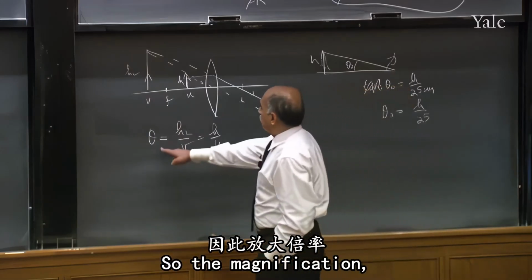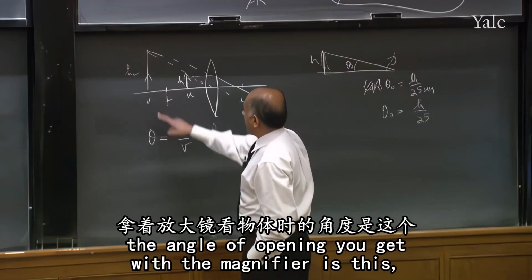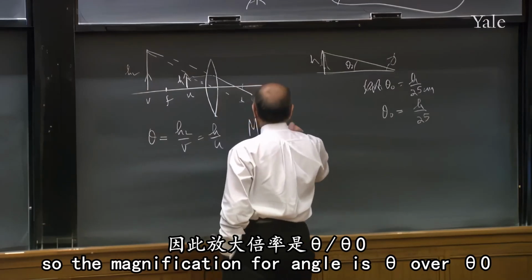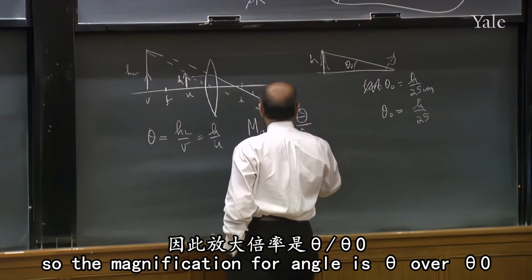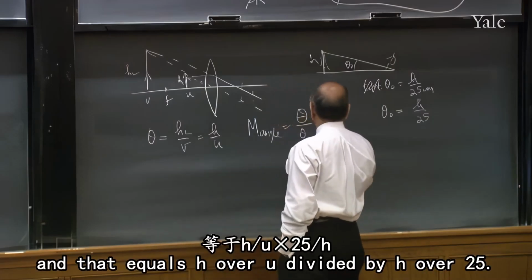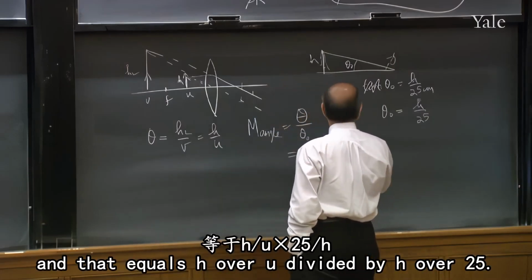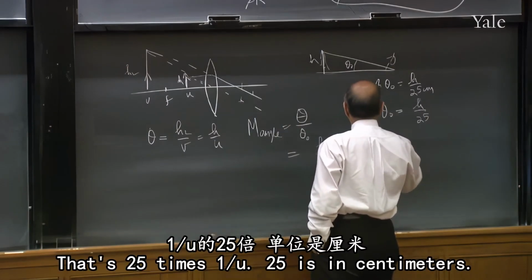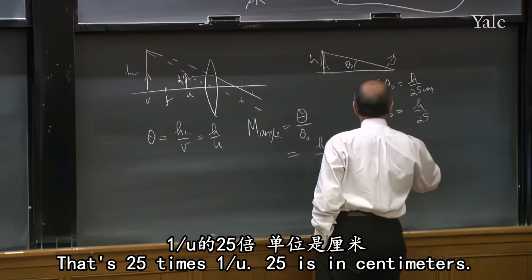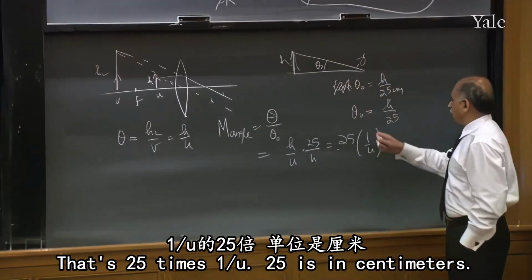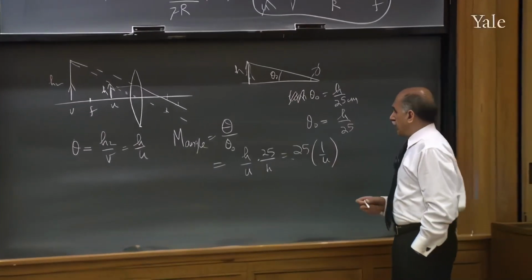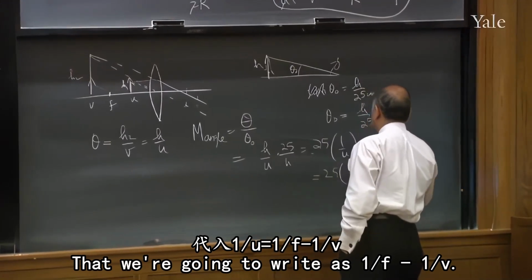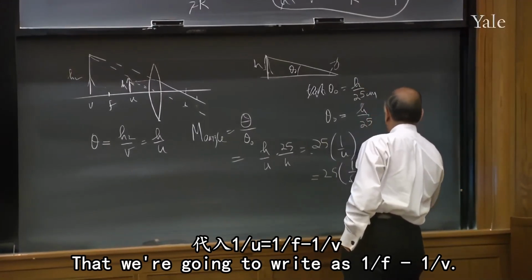So the magnification you get, the angular opening you get with the magnifier is this. So the magnification for angle is theta over theta naught, and that's equal to h over u divided by h over 25. That's 25 times 1 over u. 25 is in centimeters. That we're going to write as 1 over f minus 1 over v.